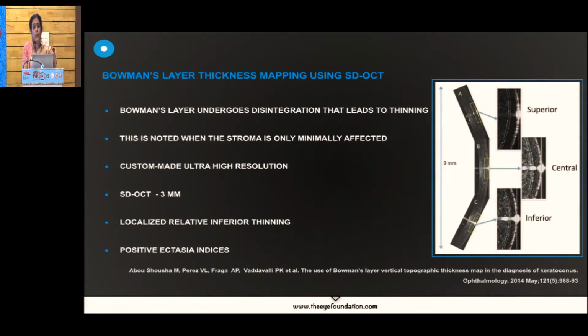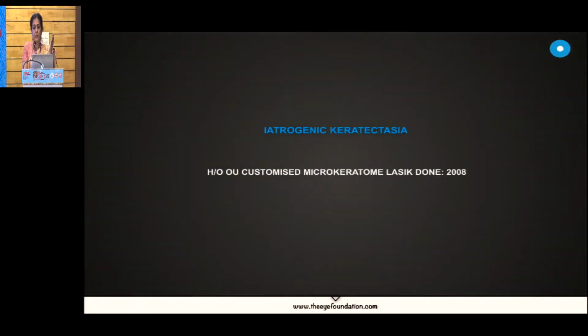Then came the idea that if you could even pick up the Bowman's layer thickness, where there's a disintegration at the Bowman's level and the stroma looks quiet, so if you could pick up even these cases, you are picking up early keratoconus. So these were all the preventive measures of getting into an iatrogenic ectasia scheme.